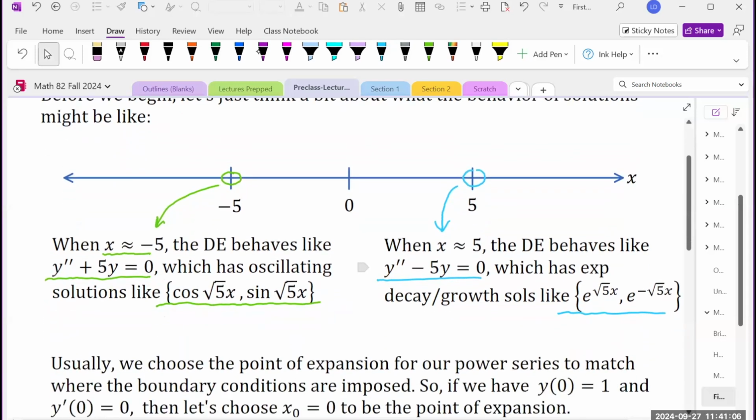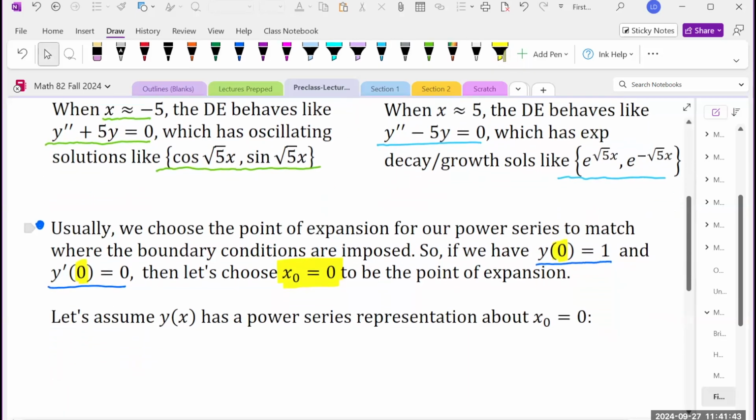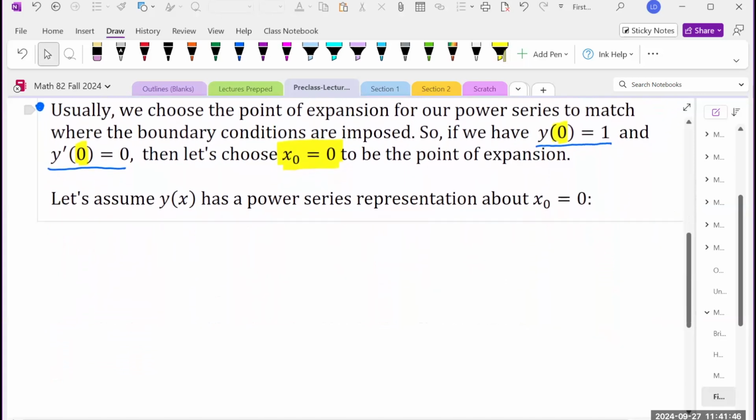Now, as to where the point of expansion should be, it is usually going to have to match where the boundary or initial conditions are placed. So if we have an initial condition or boundary condition y of 0 is 1 and y prime of 0 is 0, we are expanding about 0. So we are going to choose x naught, our point of expansion or our base point, to be the point about which we expand our power series. So let's assume that our solution y has a power series expansion representation about x naught equals 0.